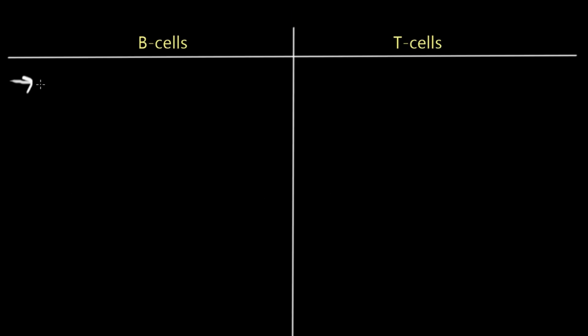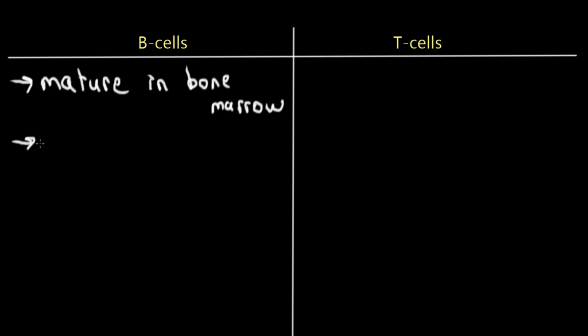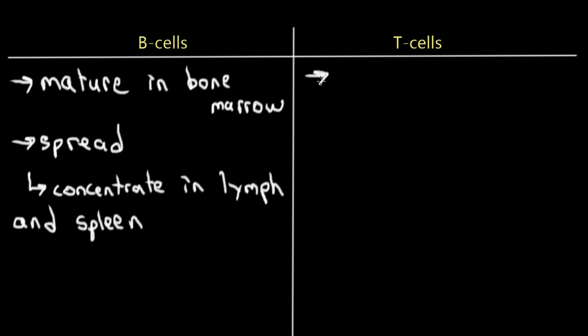So beginning with the B cells, they will be born in the bone marrow and they're going to mature in the bone marrow. Then once they're mature, they're going to spread all around the body and concentrate in the lymph and the spleen. Now, if we're talking about T cells, they are going to mature in the thymus. So they're going to leave the bone marrow and collect in the thymus and mature there. The thymus is a gland that is considered the university of T cells.